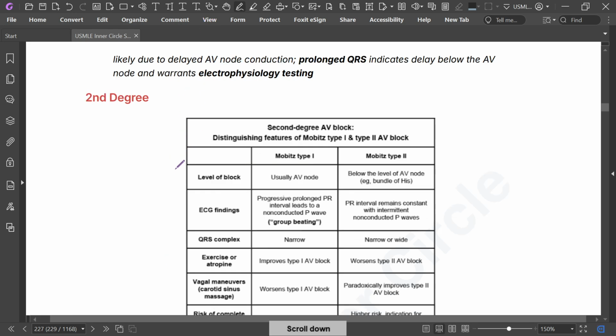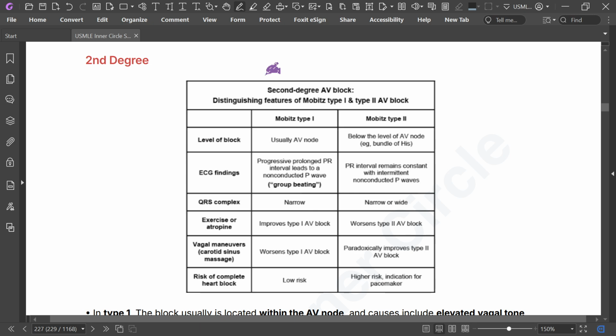Electrophysiological study. Now second degree AV block, Mobitz type 1 and Mobitz type 2. Mobitz type 1 is usually at the AV node, and Mobitz type 2 is below the AV node, at the bundle of His.